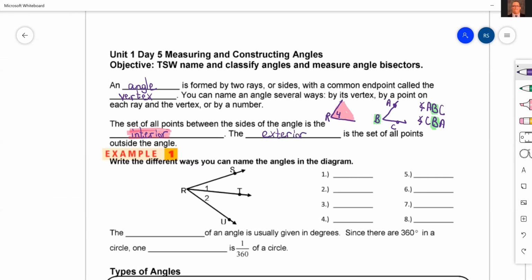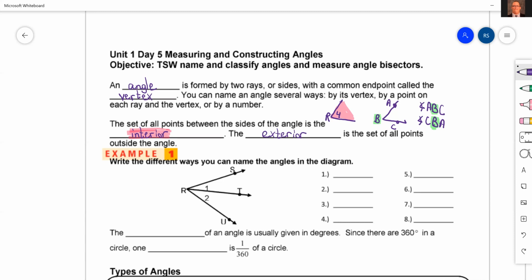The exterior is the set of all points outside the angle. So just like at a building, if you're on the exterior of the building, you're outside. If you exit the building, you go outside the building. So exterior is outside.